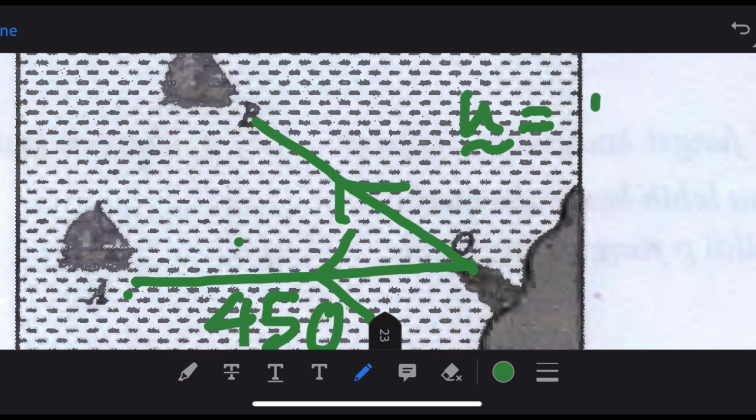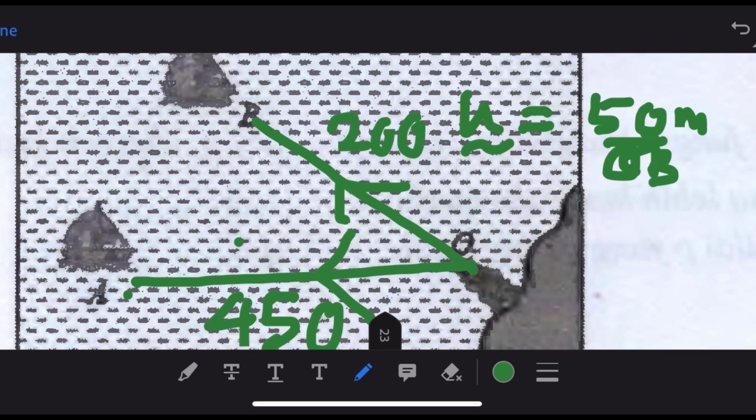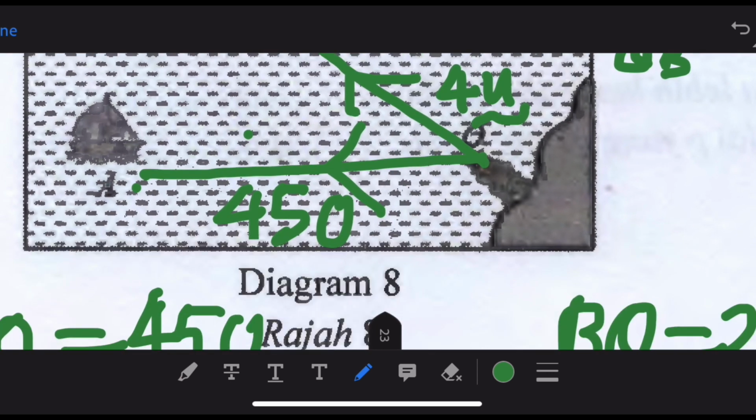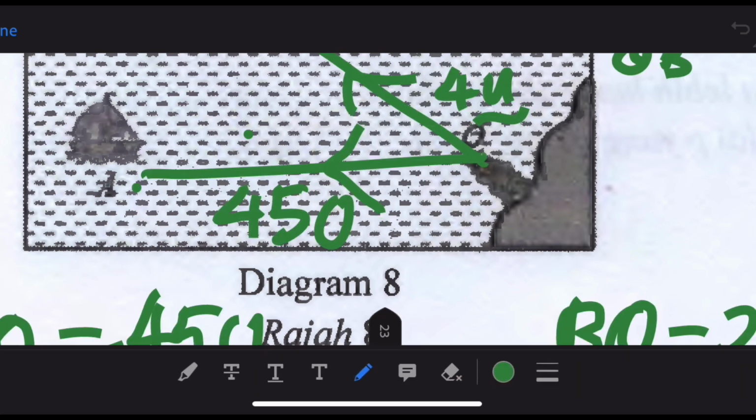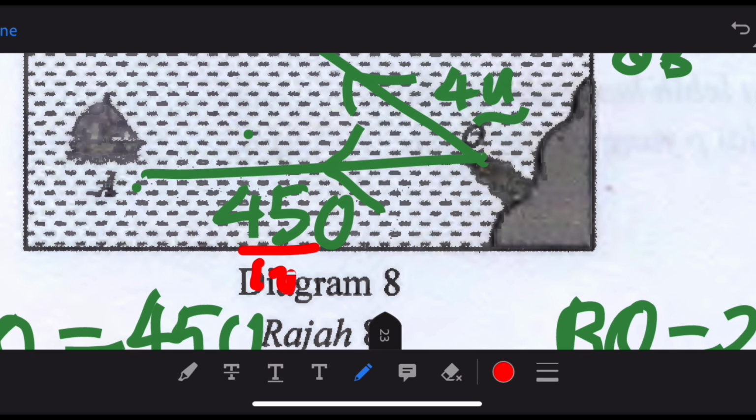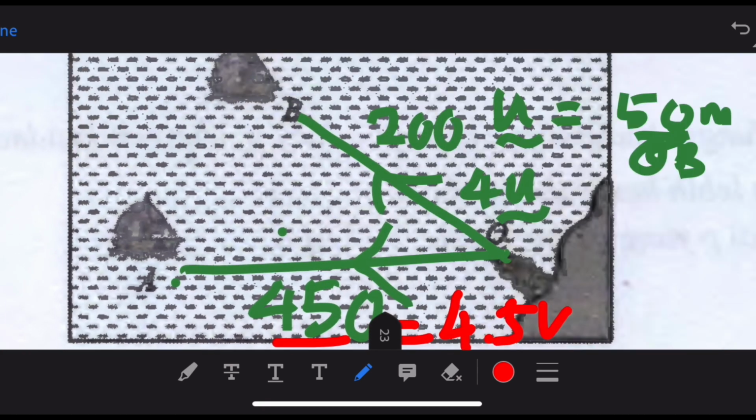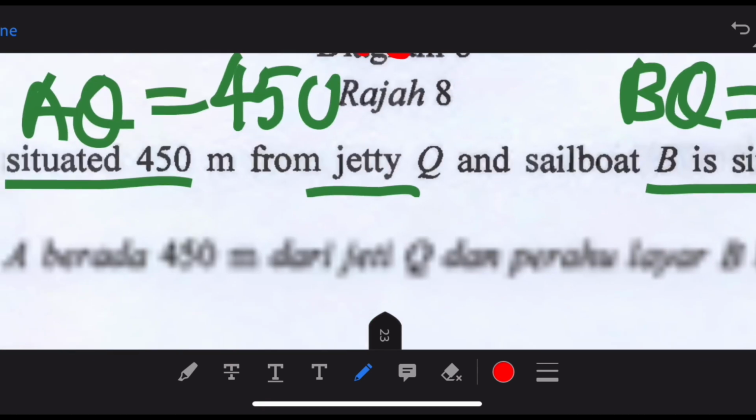Okay, vector AB. For this one u represents 50 meter. So you are having how many meter here? The question is asking how many, so you just divide by 50. So it's 200 divided by 50, so you get 4. And the other one is 450, you have to divide by 100. So you get 4.5 v, which is the vector given to you. Then I think this question is quite simple.